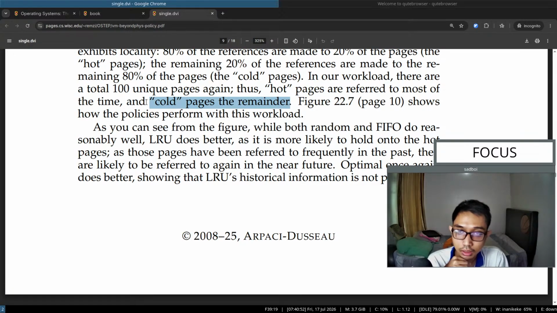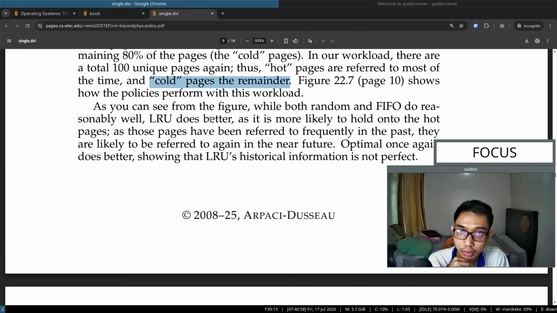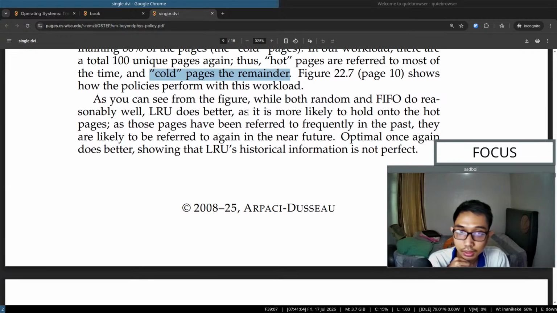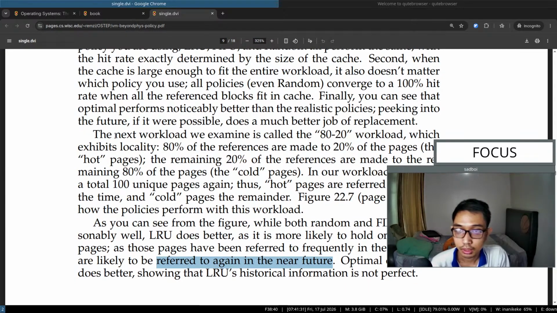Maybe. And the cold page here is a reminder that the page is not active most of the time. Maybe. Okay, as it is more likely to hold onto the hot page, as those pages have been referred to frequently in the past, they are likely to be referred to again in the near future. Again, the second workload having locality now.